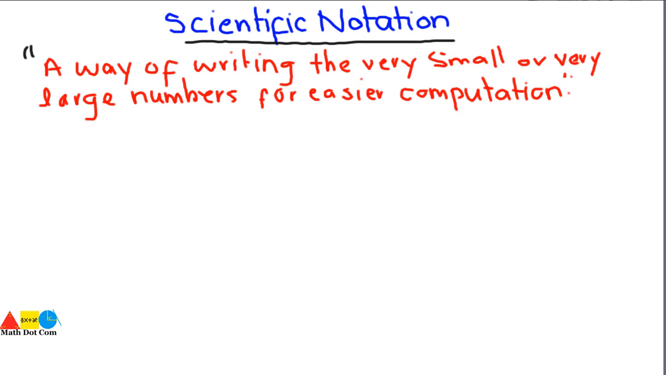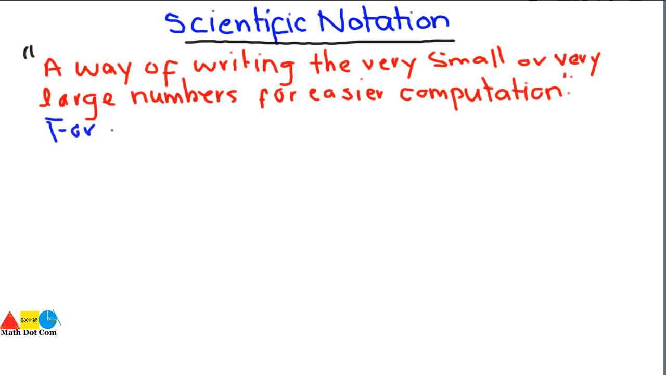Hello everyone. Today we discuss a very important topic, that is scientific notation. Now, what is the use of the scientific notation? Why do we use it? Basically, it is a way of writing the very small or the very large numbers for easier computation. So whenever we come across numbers that are very large, we can apply the scientific notation there.